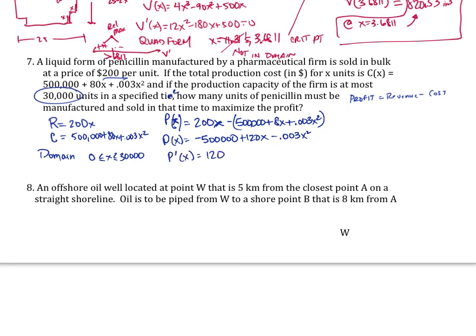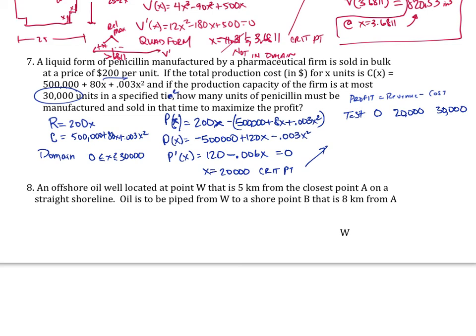So P prime over here, as we maximize it, that'll go away. I'll get 120 minus 0.006x, right? So solving this, set this equal to 0, I get x equals 20,000 as my critical point. So what do I test? I need to test 0, 20,000, and 30,000, because that's how far out I can go.